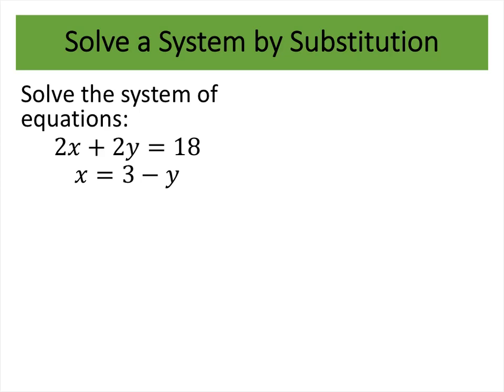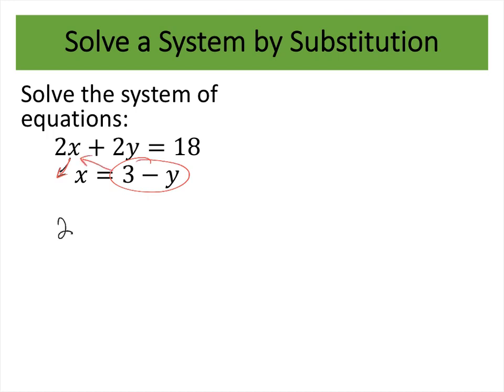Hopefully you've had a moment to try this one out. It looks like we've got x equal to a certain value, and that's really important with substitution. We need a variable all by itself equal to something else. So this x in the first equation is going to go out. I'll do that in red. This equation's going out, and this is replacing the x value.